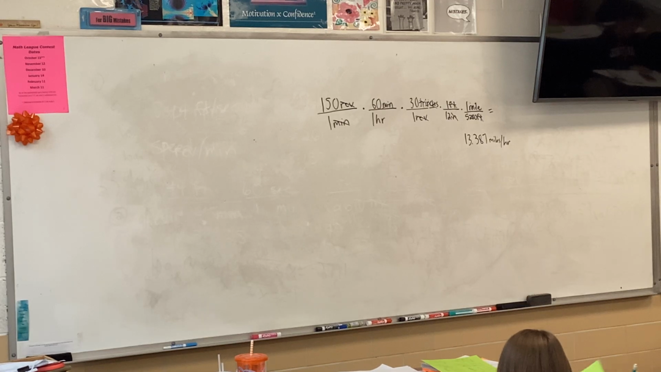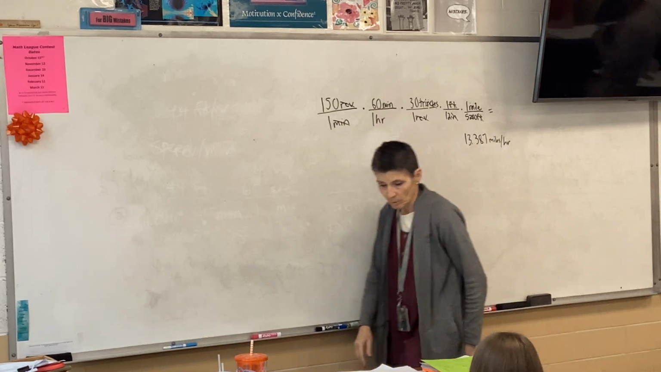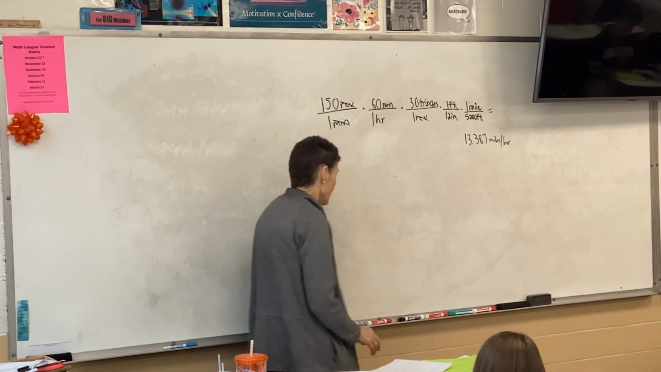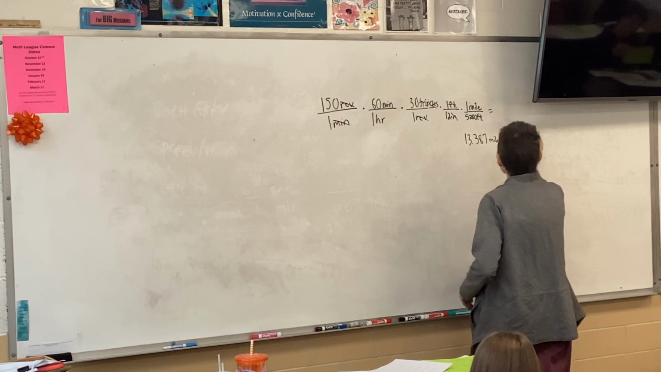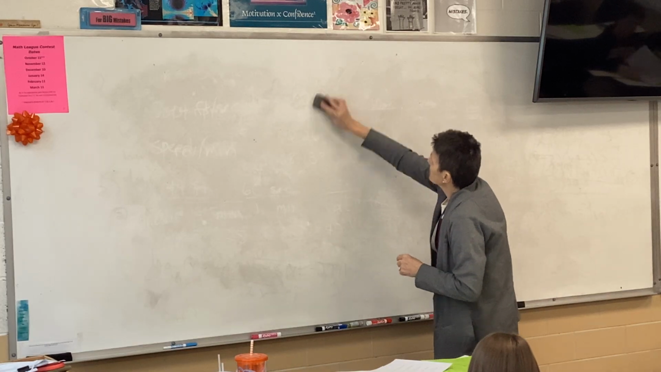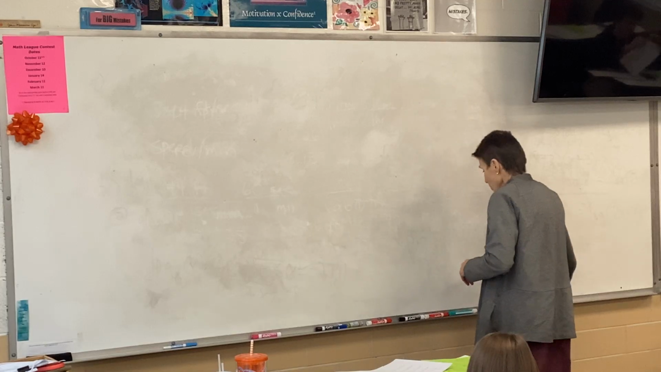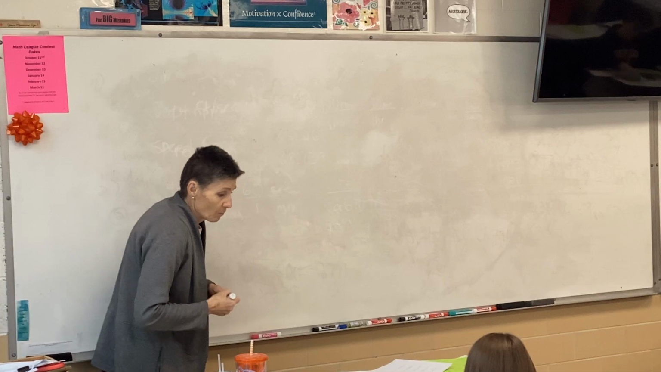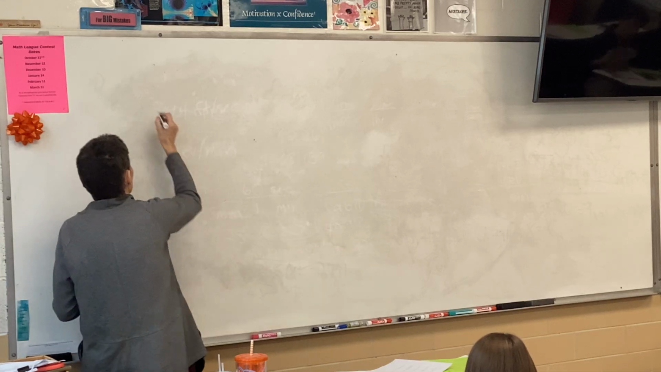So let's get out our green sheet, and we're moving on to our 4.2 notes. We are going to find the value of all 6 trig functions. All right? So there are 6 of them.